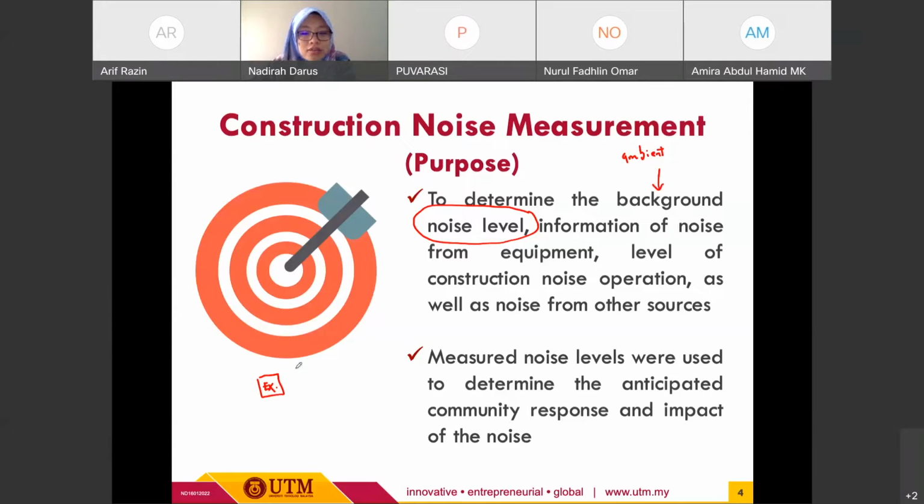right. Okay, so in terms of measurement, we need to measure with the receiver point or measurement point within 1 meter. Okay, 1 meter from the equipment or plant and machinery. So that's for the measurement of individual construction noise and machineries. Okay. And based on the measurement also, we can obtain any information related to the construction noise level itself.